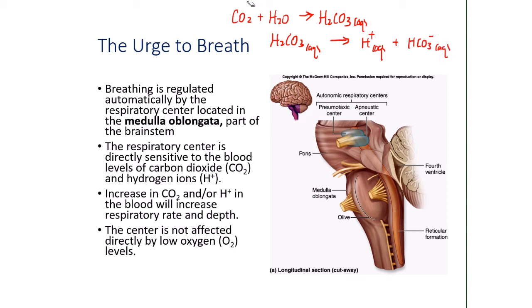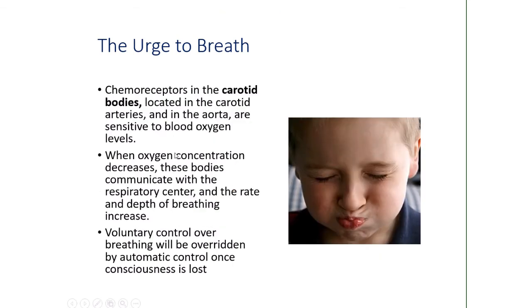So when you have a lot of carbon dioxide and you're not getting rid of it, that means you will have a lot of carbonic acid. Okay, and high carbonic acid will generate high H+. So if your medulla oblongata detects high H+, that means you have too much carbon dioxide in your blood. That means you should breathe. You should be exhaling that carbon dioxide. So now that's the breathing center.